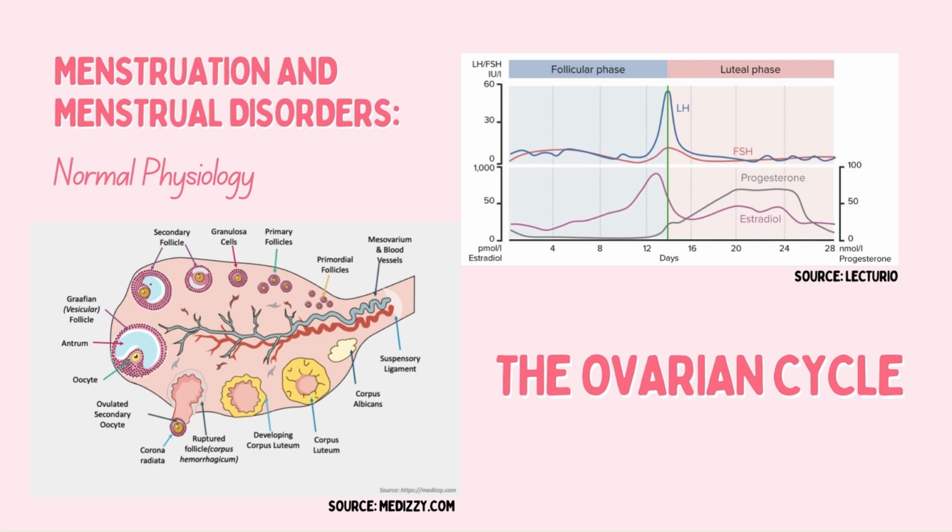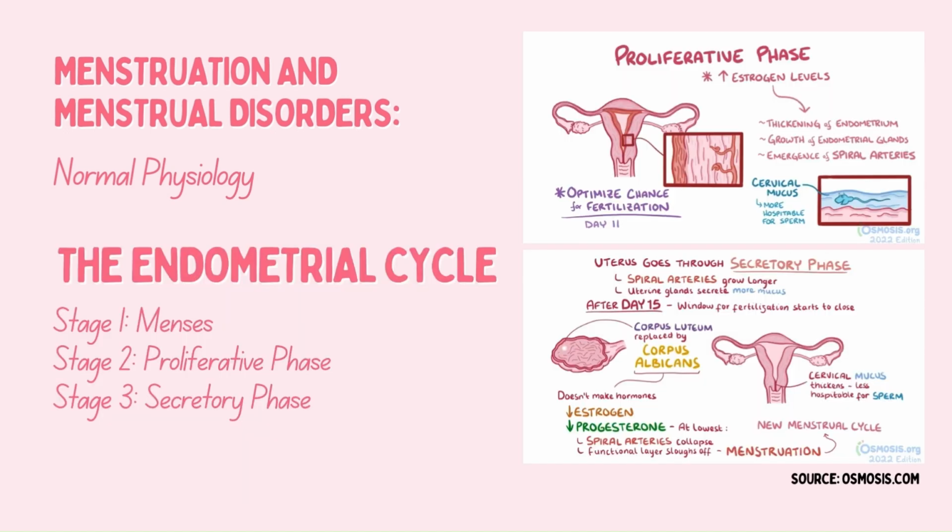first, this image shows the fluctuation in the hormone levels, and then there is an illustration of the development of a follicle. And then this is just a little bit more on the endometrial cycle, which ultimately is very simple compared to the ovarian one.